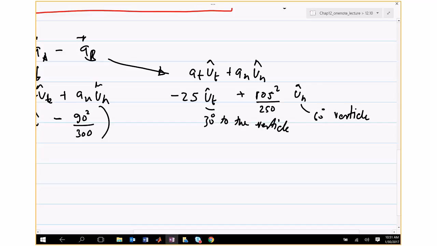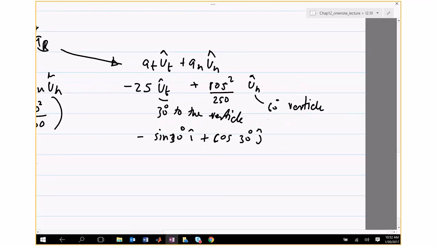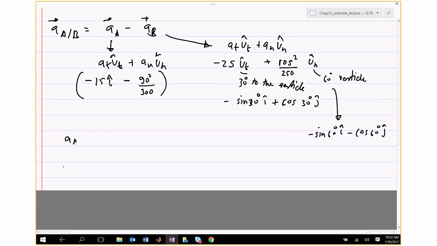So I'm going to just write this down and let you go. uT is minus sine 30 degrees i plus cosine 30 degrees j, and you're going to check this later on. And uN is minus sine 60 degrees i minus cosine 60 degrees j. Once you put these values in, you should get the acceleration of A with respect to B equal to 10.69i plus 16.7j.